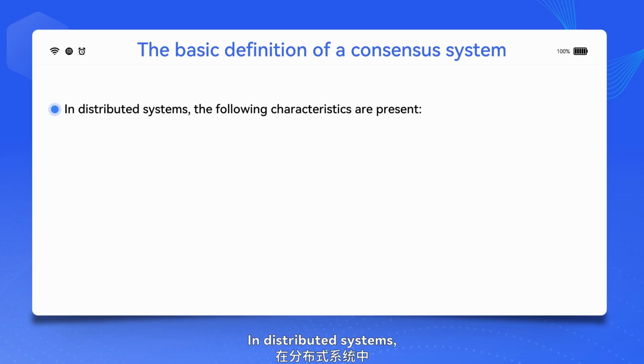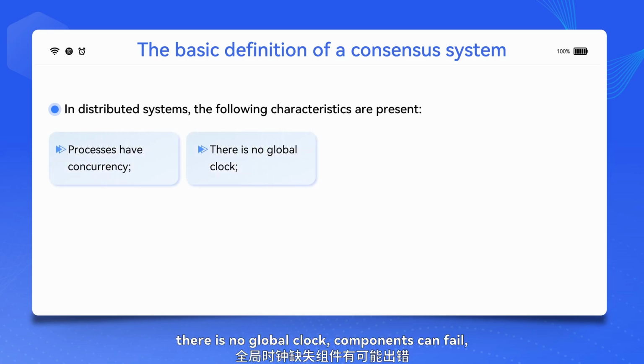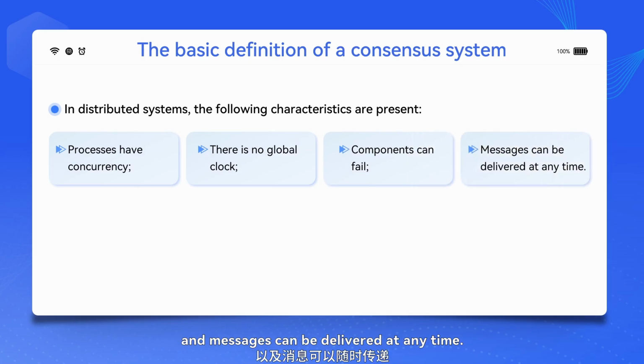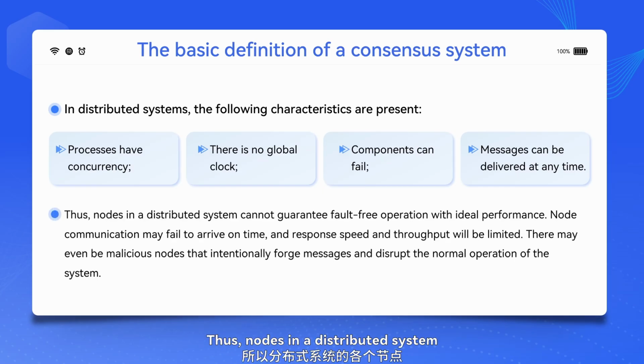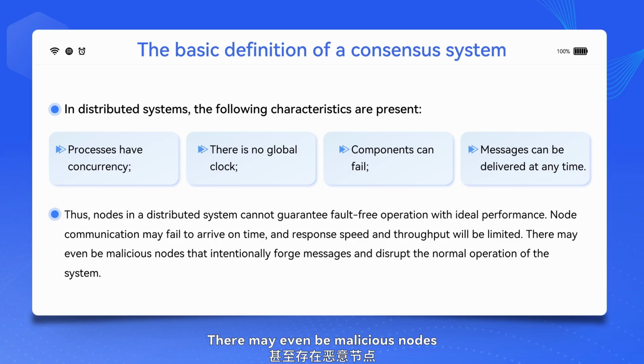In distributed systems, the following characteristics are present. Processes have concurrency. There is no global clock, components can fail, and messages can be delivered at any time. Thus, nodes in a distributed system cannot guarantee fault-free operation with ideal performance. Node communication may fail to arrive on time, and response speed and throughput will be limited. There may even be malicious nodes that intentionally forge messages and disrupt the normal operation of the system.